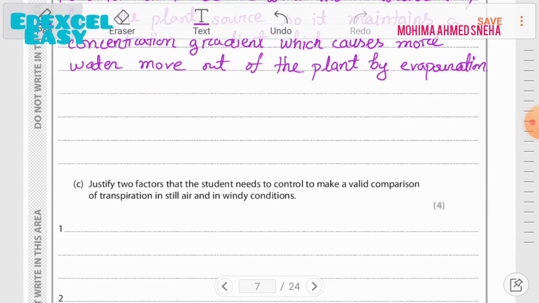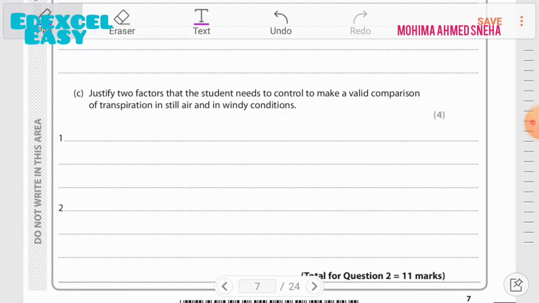Moving to part C. Justify two factors that the student needs to control to make a valid comparison of transpiration in still air and in windy conditions. So in order to make it a valid comparison, we need to control a few things like the light intensity and the temperature and humidity. So why is light intensity a factor that should be controlled in this comparison? Because light intensity affects the stomata opening, and from this stomata opening, water actually comes out of the leaves. So light intensity affects the transpiration.